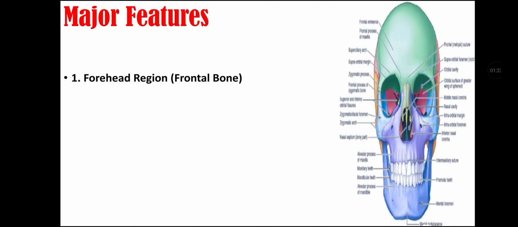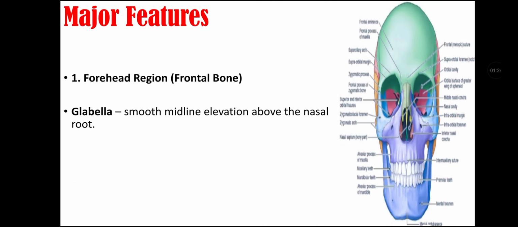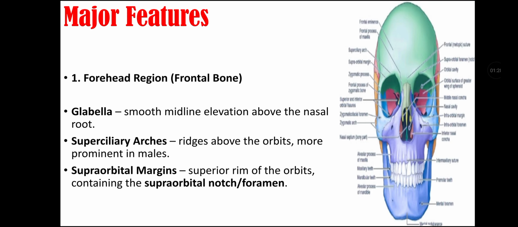First region of norma frontalis is forehead region. Its features include glabella, superciliary arches, and supraorbital margin. Glabella is a smooth midline elevation above the nasal root. Superciliary arches are ridges above the orbit that are more prominent in males. Supraorbital margins are the superior rim of the orbits that contain a supraorbital notch and foramen.